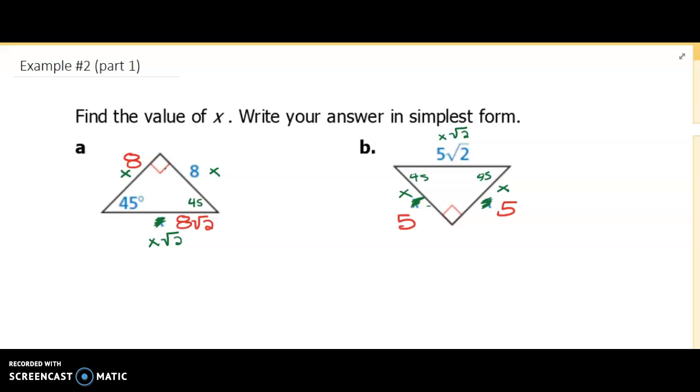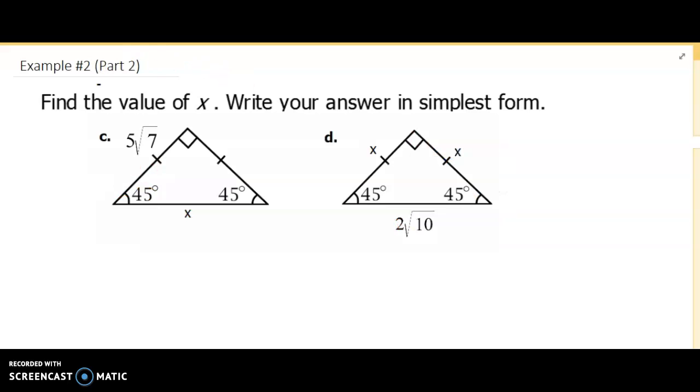All right, so on A, I know the leg is 8. So if one leg is 8, the other leg has to be 8. Once again, because we know we have two congruent angles, which tells me we have two congruent sides. And the hypotenuse is always the leg times square root of 2, so this is just 8 square root of 2. Okay, over here we didn't have the legs, but we had the hypotenuse is 5 square root of 2. But we also know the hypotenuse is the leg times square root of 2, which means our x has to equal 5, our leg has to equal 5. So both of these are 5.